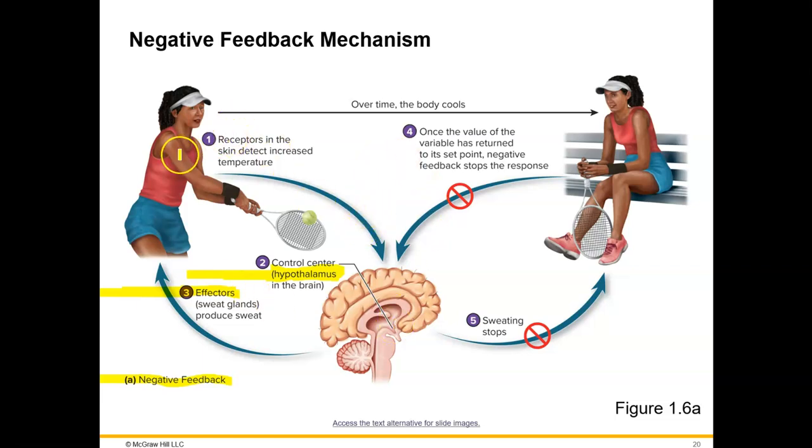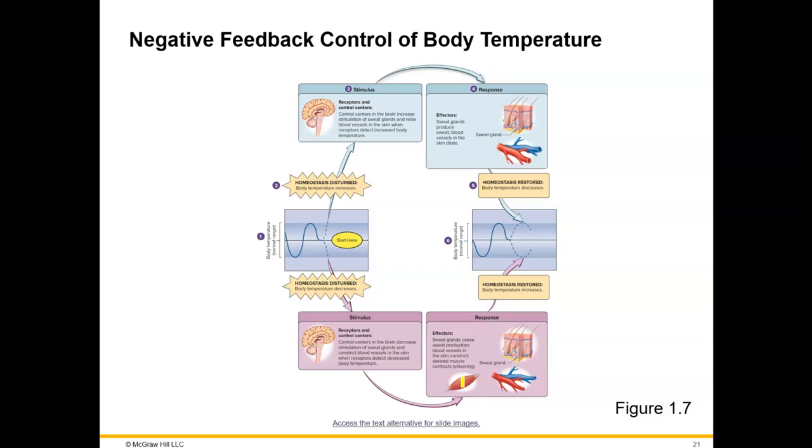So we've got our receptors in our skin that detect increased body temperature. Our hypothalamus is our control center, and it sends a signal to our effectors, such as our sweat glands, that cause us to sweat. And then step 4, once our body temperature has lowered back to the set point, the negative feedback stops and the sweating stops. So that's how negative feedback works: if the variable rises too high or drops too low, negative feedback will reverse it.